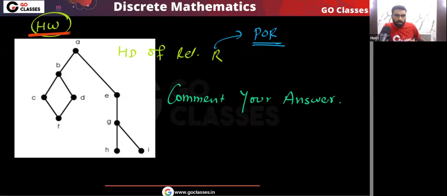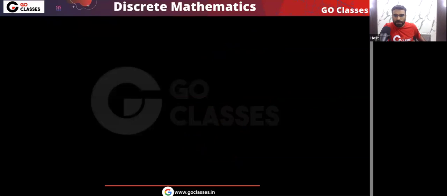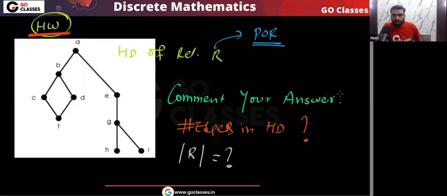Okay, there are two things you have to answer. How many edges are there in the Hasse diagram? In this Hasse diagram, how many edges will there be? Also, what is the cardinality of relation R? Okay, so these things you have to answer. You can write your answer in the comments. I will tell you whether it is correct or not. I will reply, don't worry.